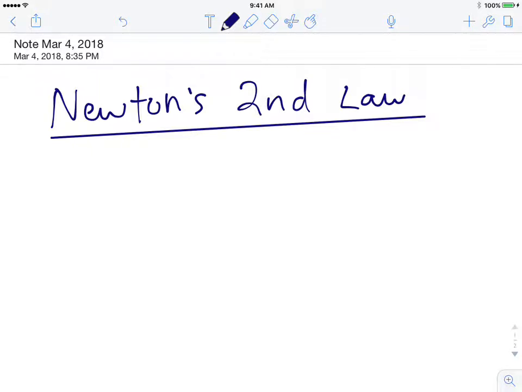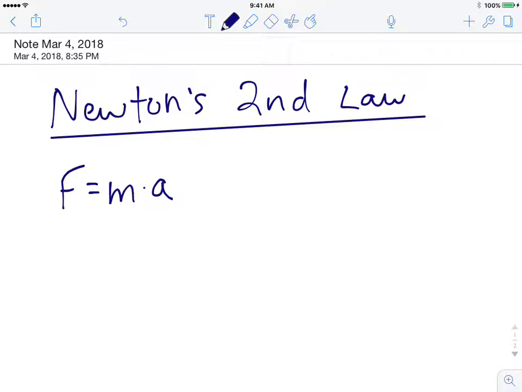Okay, ladies and gentlemen, this is going to be a quick video sort of refreshing you on Newton's second law and how it minimizes force. So what I've got here, let's remember that Newton's second law is force equals mass times acceleration.